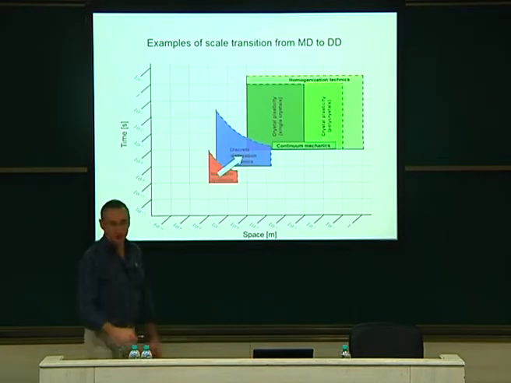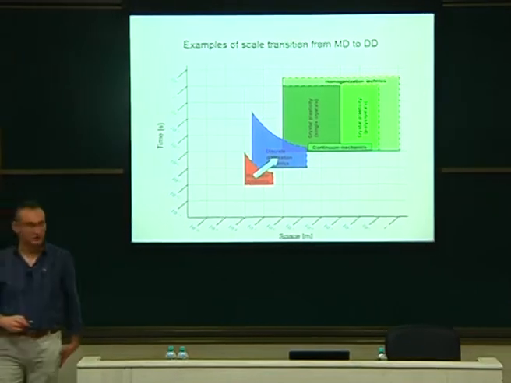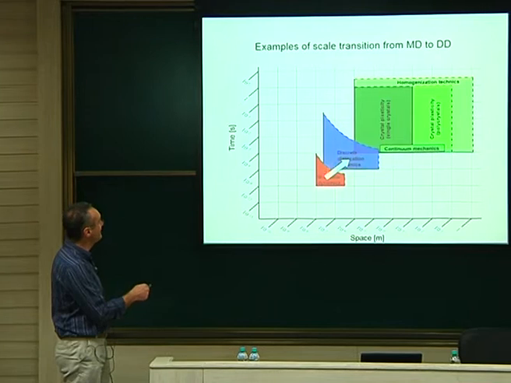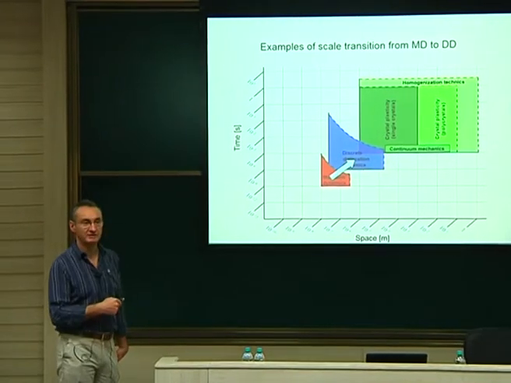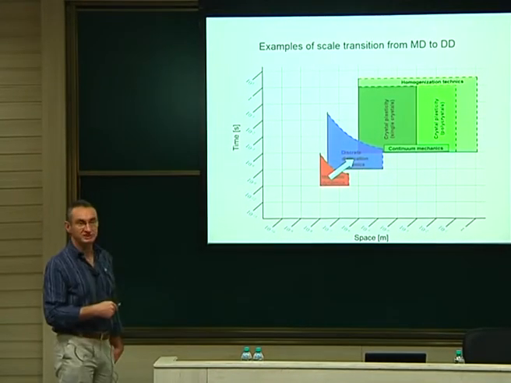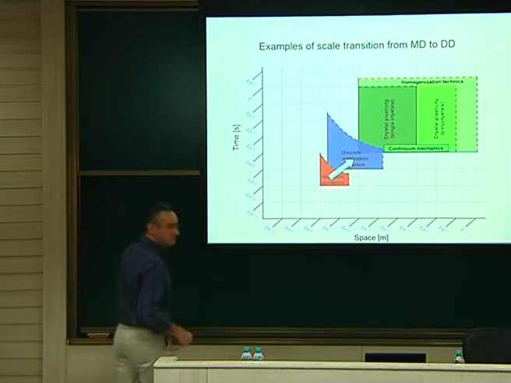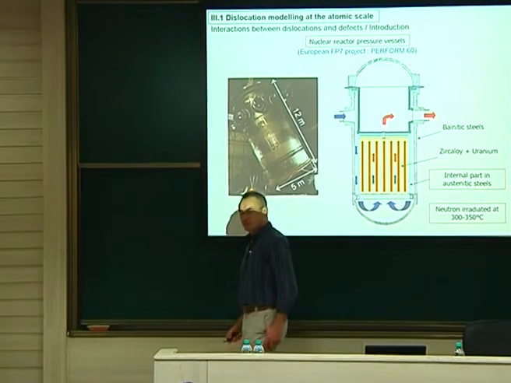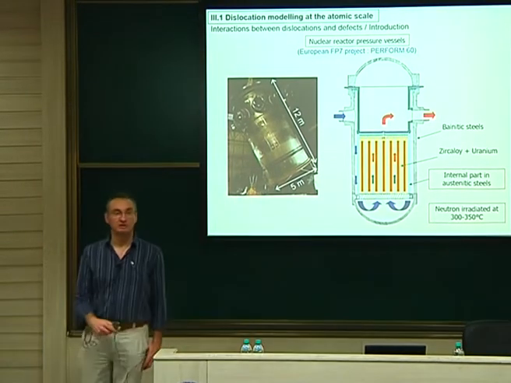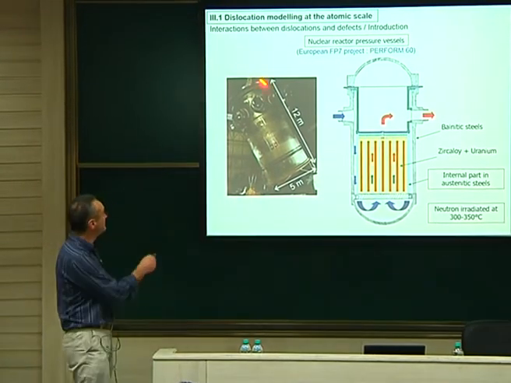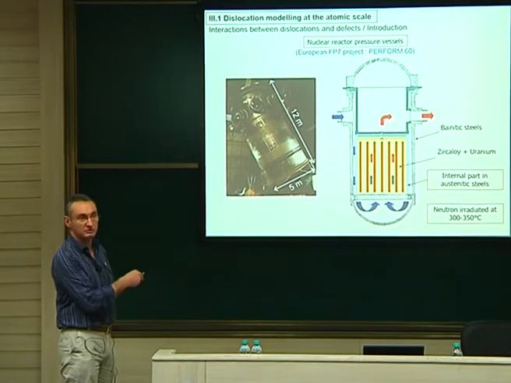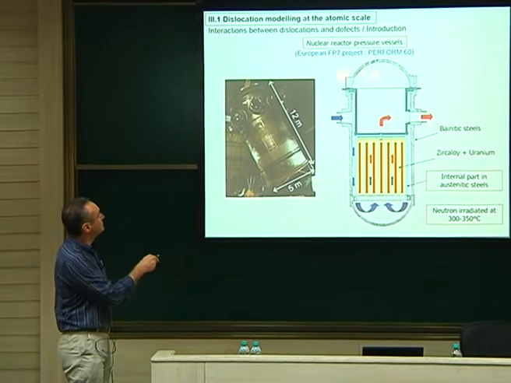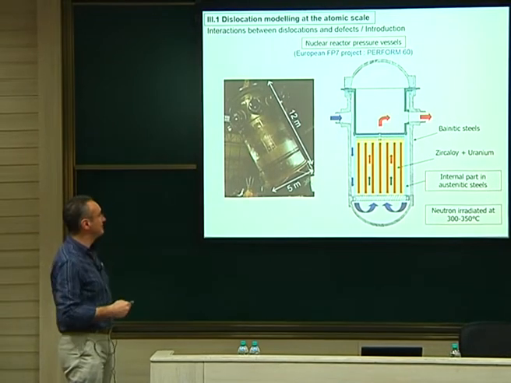Let me show you now one or two examples, I think two examples, of how information from the molecular dynamics is transferred to dislocation dynamics. How can we feed a DD code with MD data? Okay. So the first illustration comes from the irradiation problematic. This is the case of the RPV, the reactor pressure vessel. The reactor pressure vessel is here. This was part of a European project. I was part of it.